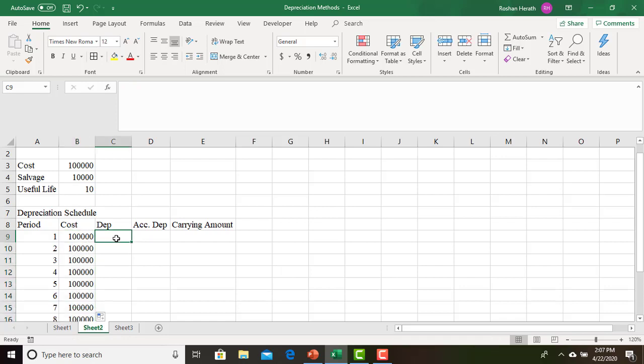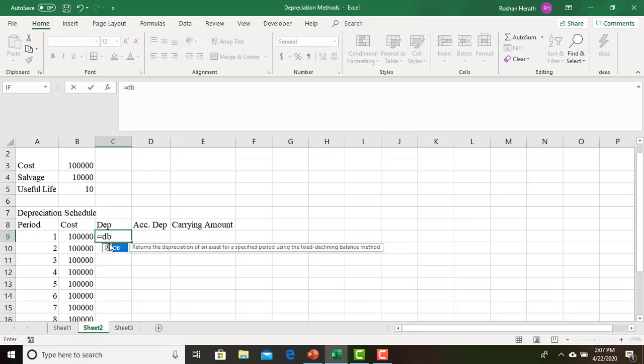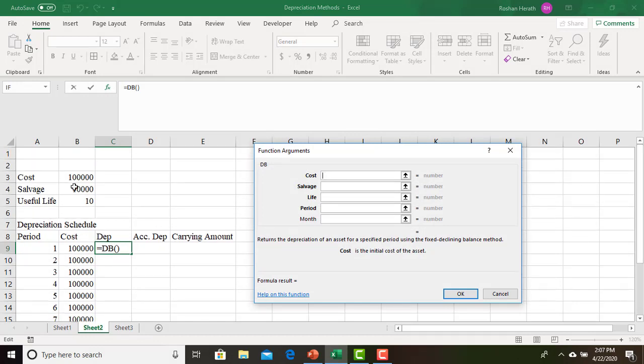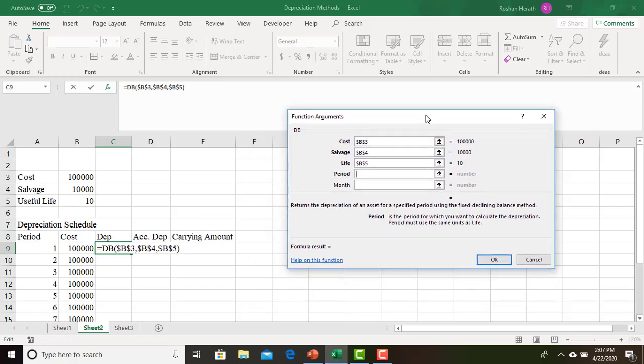Now come to the most important thing, depreciation. This time the syntax is DB. You take the DB and take the expanded form, then you feed the information: the cost, the salvage of 10,000, the life, which is the useful life, and the period. That is where you make the relative cell reference. You may refer to the period in the depreciation schedule, so keep it relative.